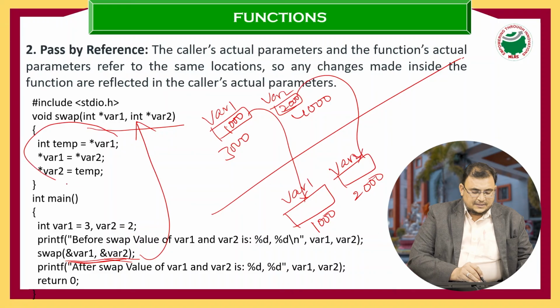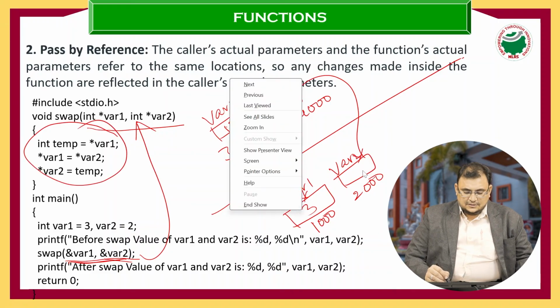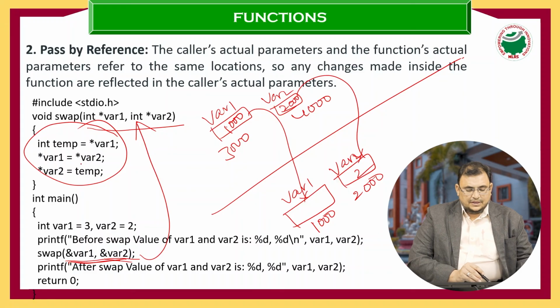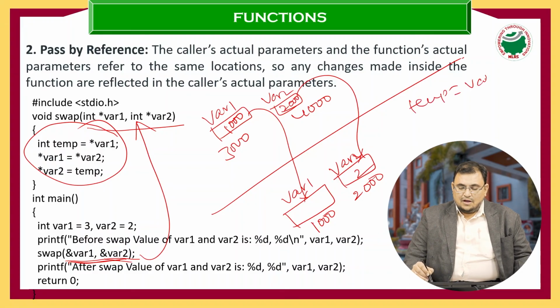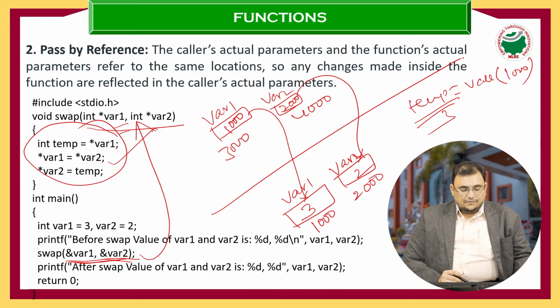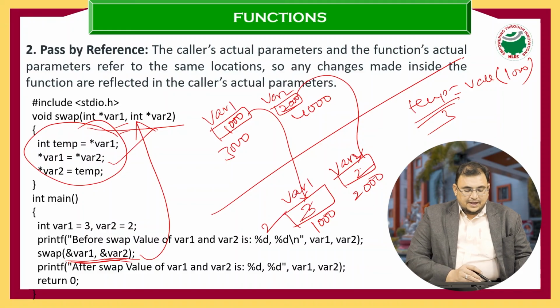So if you modify anything here, assume this is 3 and this is 2. Using the indirection operator, temp is equal to the value at address variable 1. So temp is equal to the value of variable 1. The pointer variable 1 consists of 1000, so the value at 1000 is indirectly 3. Now temp consists of 3. The next statement, value of variable 1 is value of variable 2, means this 2 is copied here. Next, value of variable 2 is equal to temp, that is 3 comes here.